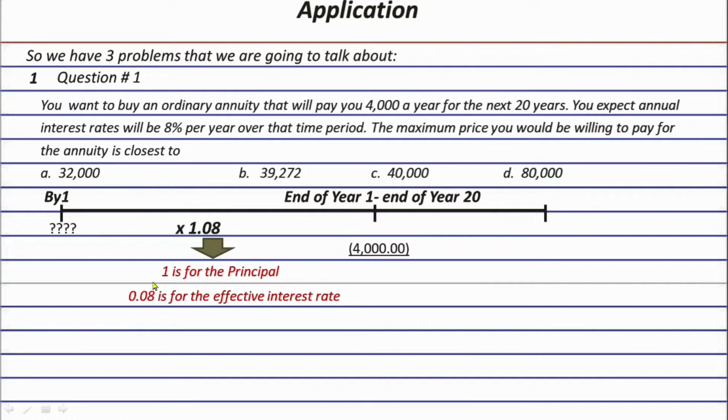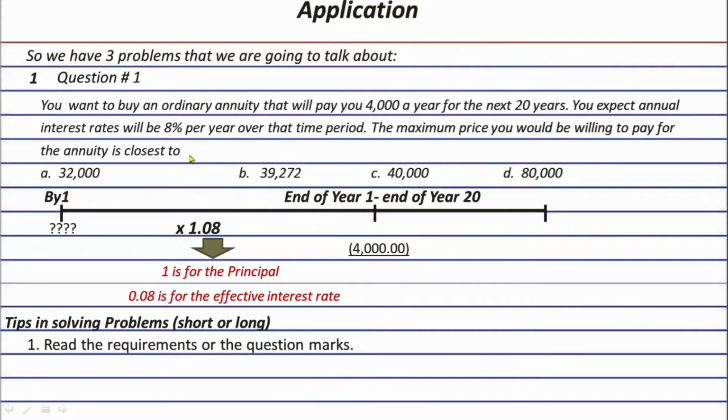And actually, guys, there are only 3 steps in answering the problems. The first one is you need to read the requirements or the question marks before reading the whole case or reading the whole situation. Okay? Like in this, the maximum price you would be willing to pay for the annuity is closest to. That's the final requirement or the question mark.